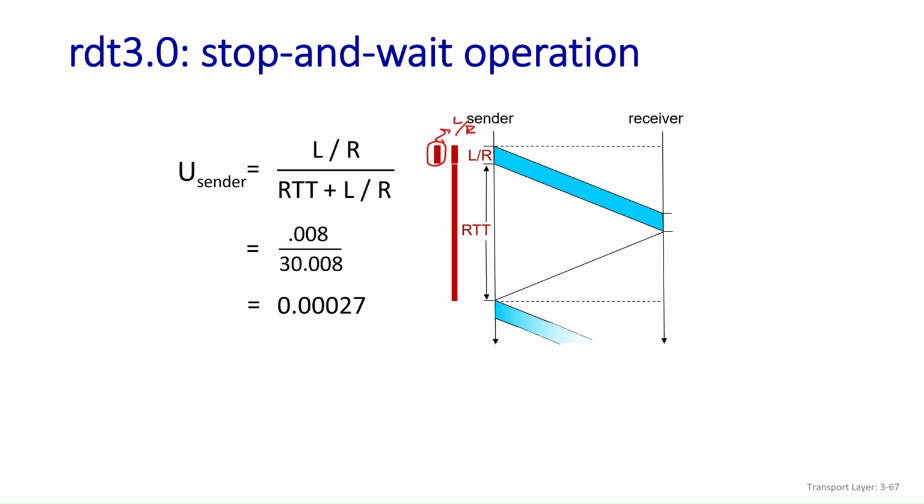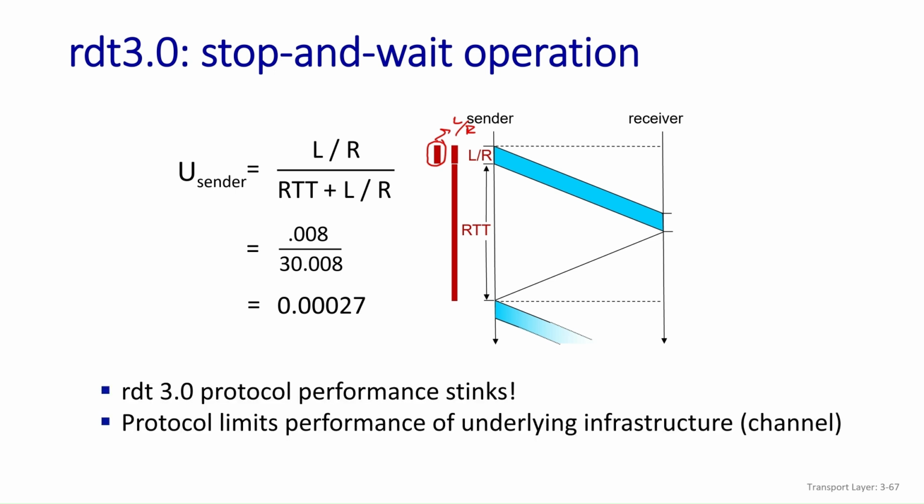Are you okay with this utilization of the link? It's very less. The performance of this protocol stinks. This is not acceptable, because we are wasting the underlying channel infrastructure by not utilizing it most of the time for sending data. And this is primarily because of stop and wait, where we only send one packet and then we wait for the acknowledgement.